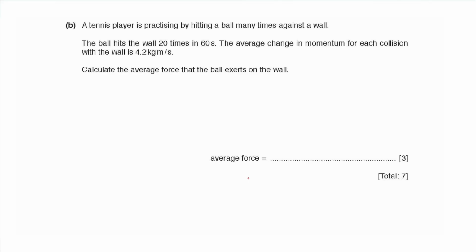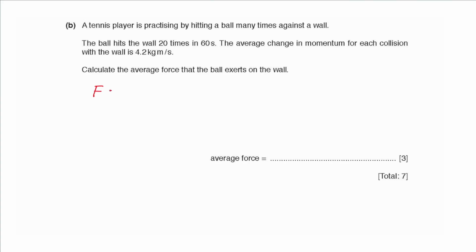Part B says a tennis player is practicing by hitting a ball many times against the wall. The ball hits the wall 20 times in 60 seconds. The average change in momentum for each collision with the wall is 4.2 kilograms meters per second. Calculate the average force that the ball exerts on the wall.